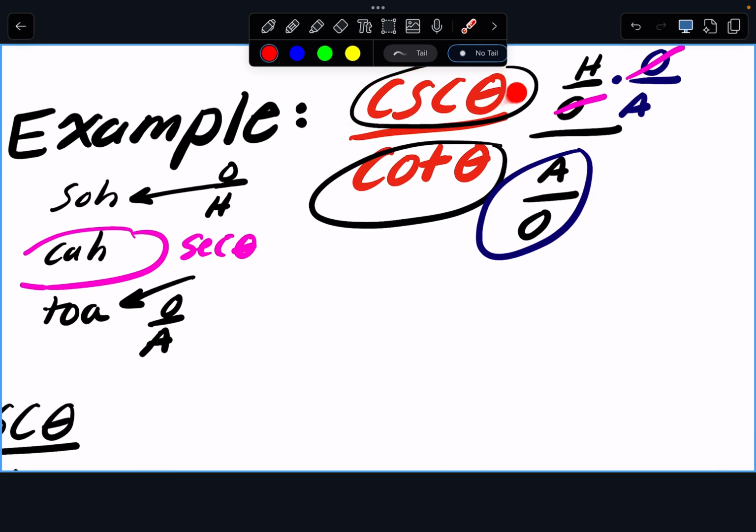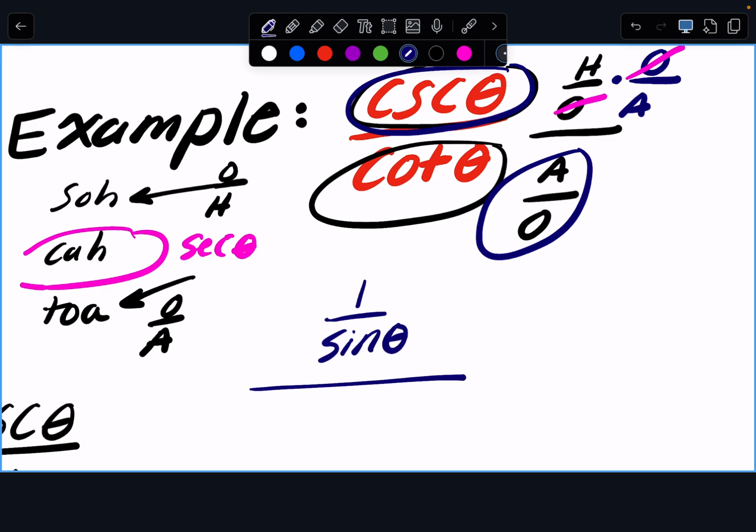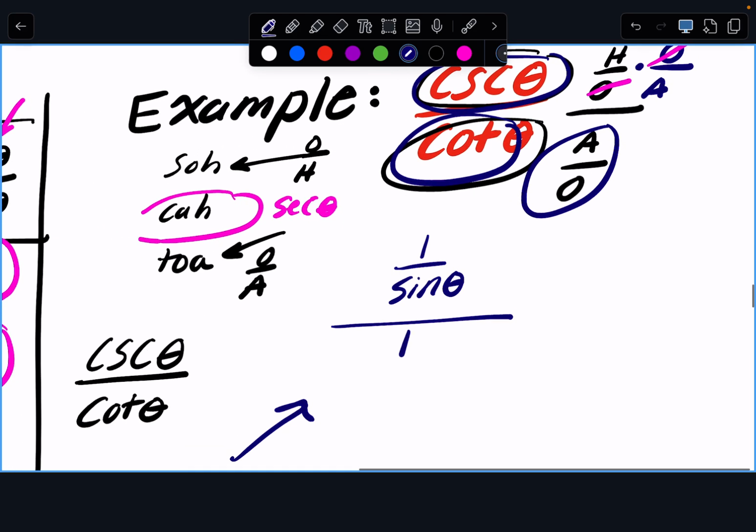What is cosecant equivalent to? It's not an original, so I guess I'll rewrite it. What is cosecant equal to? 1 over sine of theta. Good. Then we have a divide. What's cotangent equal to? 1 over tangent of theta. True?